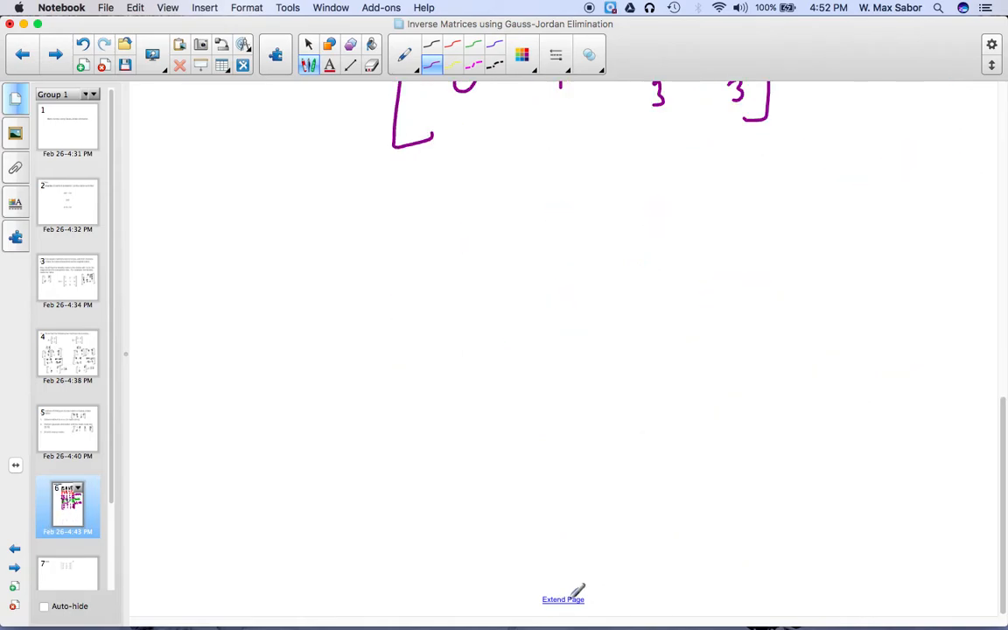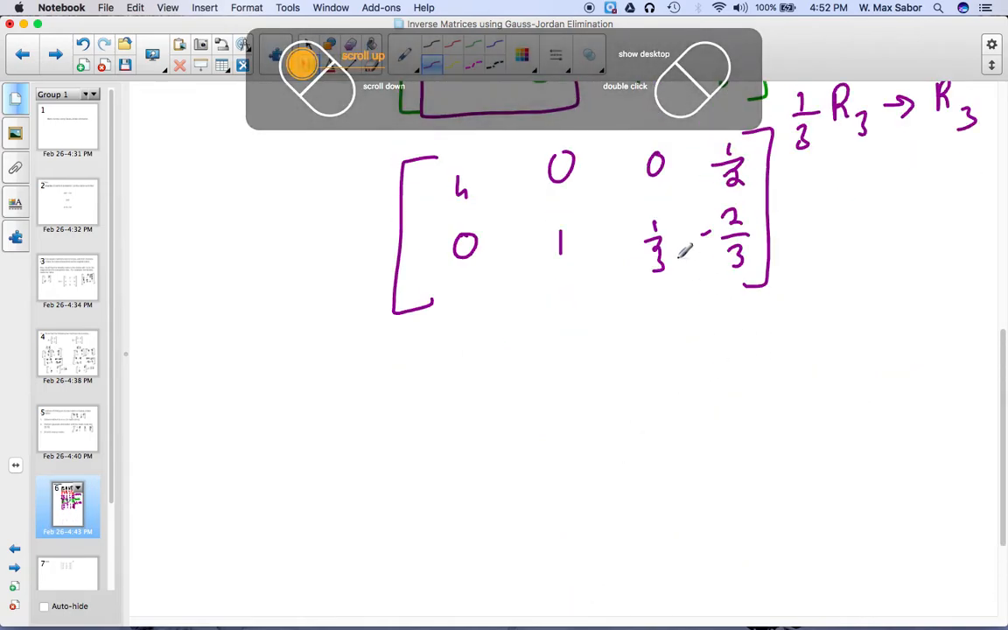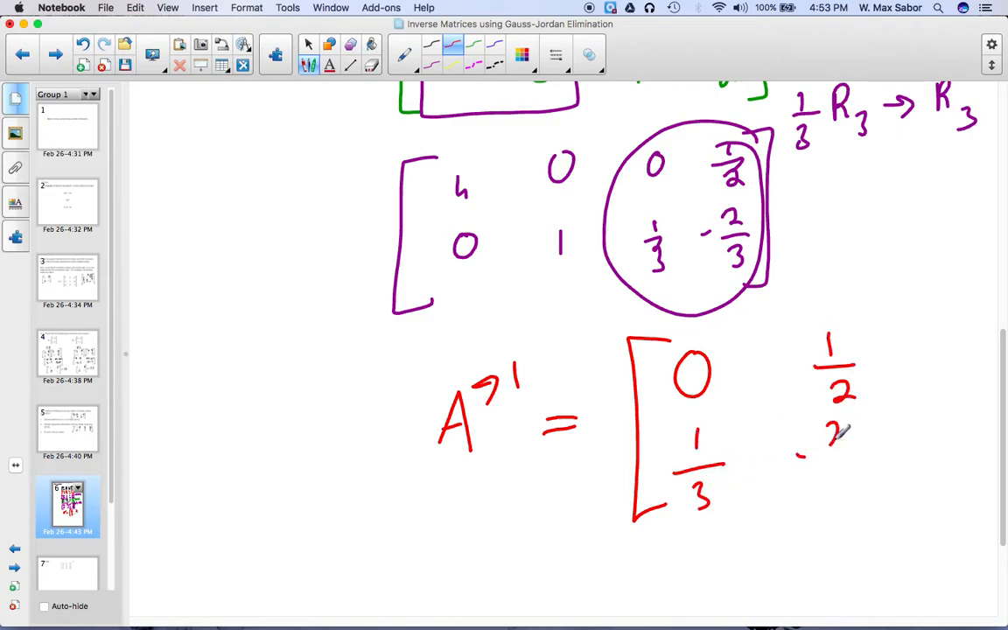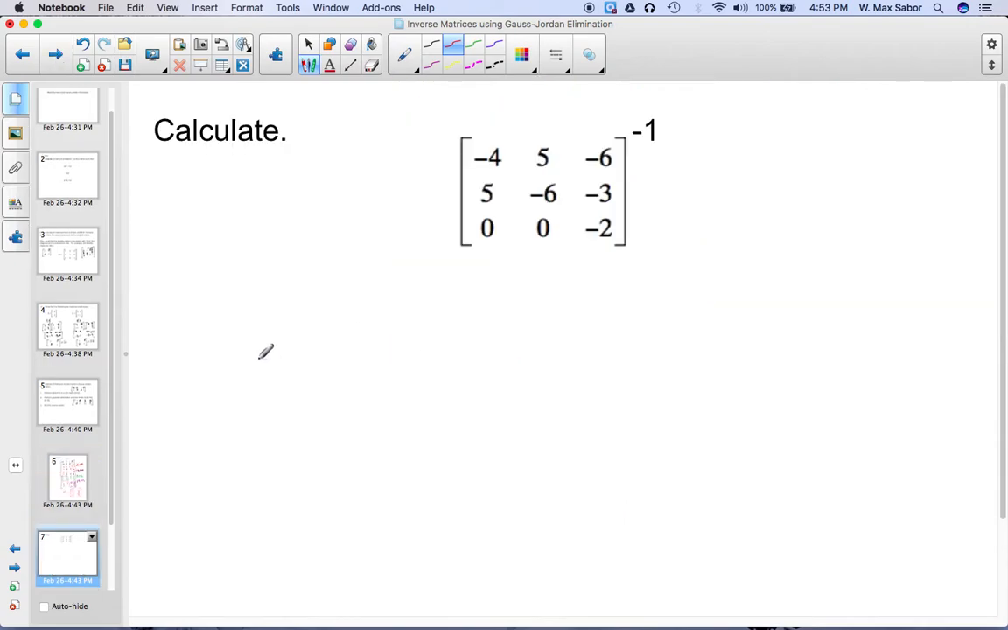So here is our inverse matrix. So typically I'll rewrite it out saying the inverse of our original matrix is 0, 1/2, 1/3, -2/3. So that's how we can do this. Let's do it with a harder matrix.